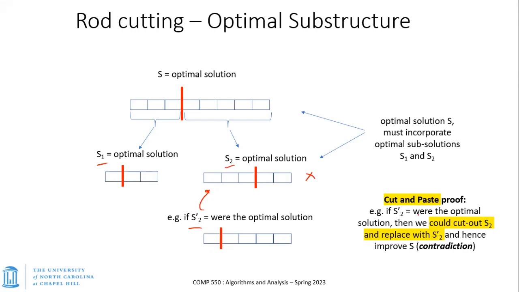Okay, so if S2 prime were the optimal solution, then we could cut out S2 and replace it with S2 prime and hence improve S. Then S would not be the optimal solution. So if S did not comprise optimal solutions, then there would be a problem. Hopefully you can see that it does have the optimal substructure. Once again, you can see that it's an addition, right? You're simply adding up things.